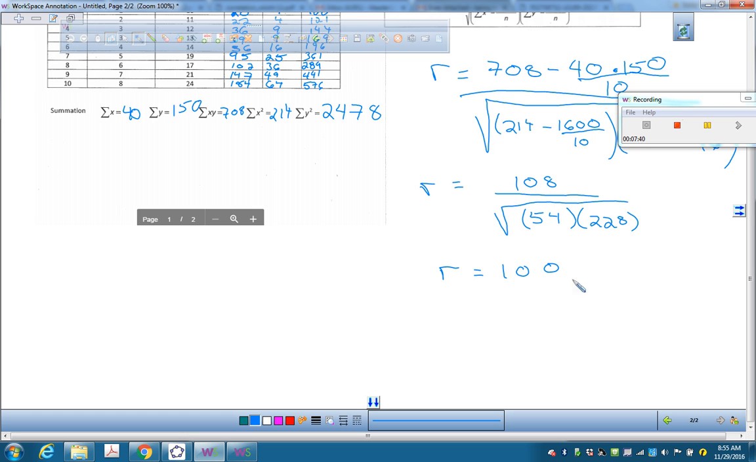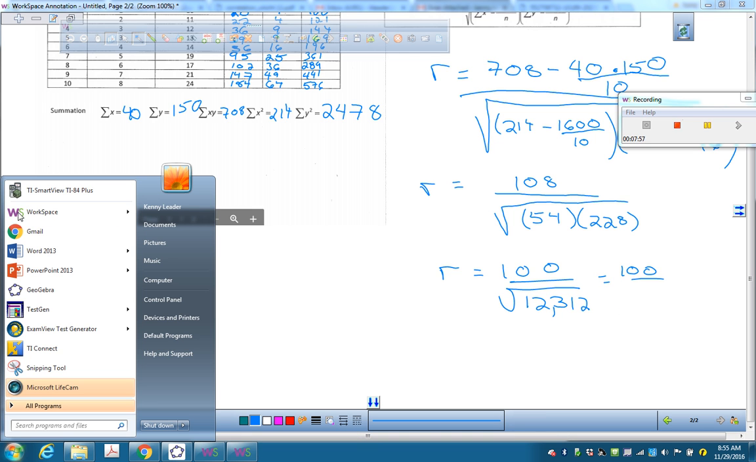Okay. Can you multiply those two numbers together for me, Danielle? How much? 12,300. 12,312. Okay. Can you take the square root of that bottom for me? Second square root. So you should have a calculator.